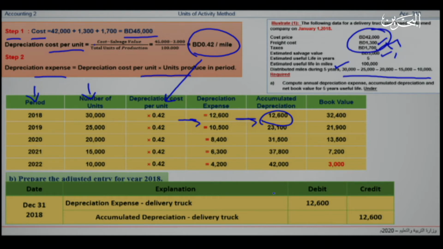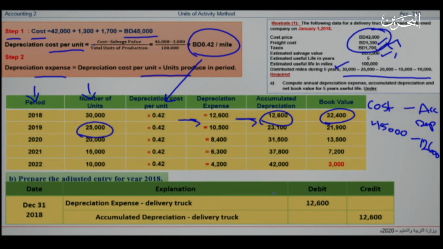Shifting to the book value, I should take the cost minus the accumulated depreciation. My cost is 45,000 minus the accumulated depreciation for the first period, which is 12,600. I will get the book value with an amount of 32,400. Moving to the second period with number of units, which is 25,000.